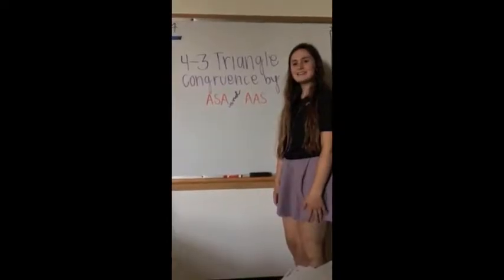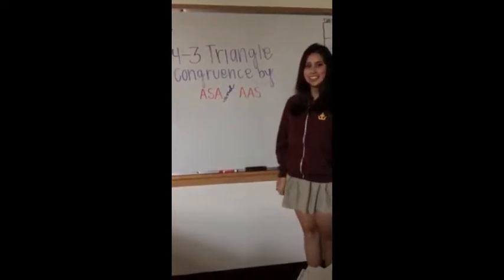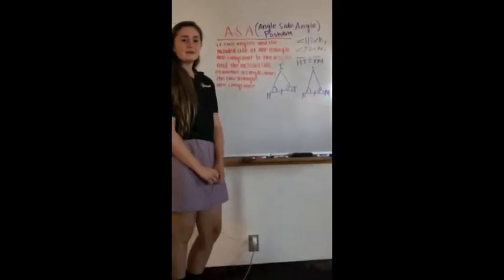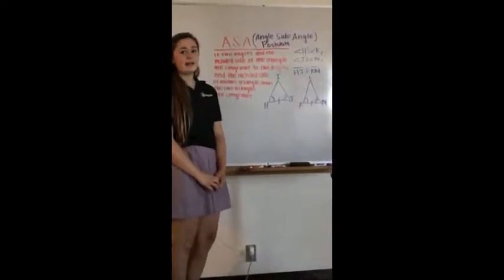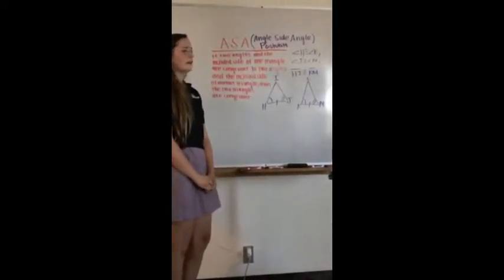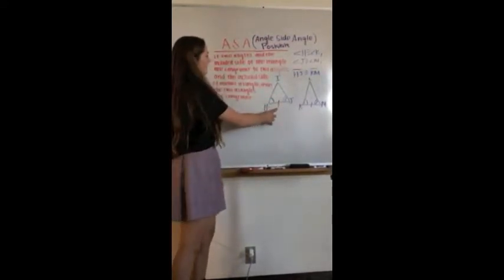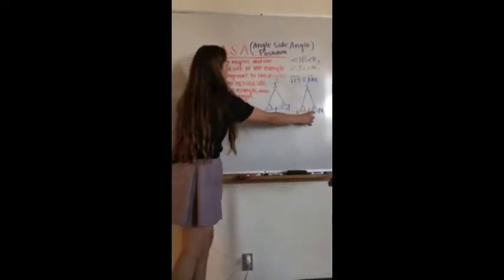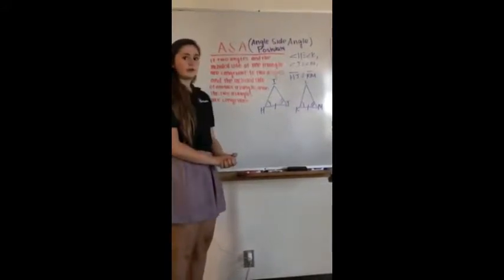Lesson 4-3. Triangle congruence by ASA and AAS. Now we're going to start with Postulate 4-3, which is ASA. That stands for the Angle-Side-Angle Postulate. The postulate states if two angles and the included side of one triangle are congruent to two angles and the included side of another triangle, then the two triangles are congruent.